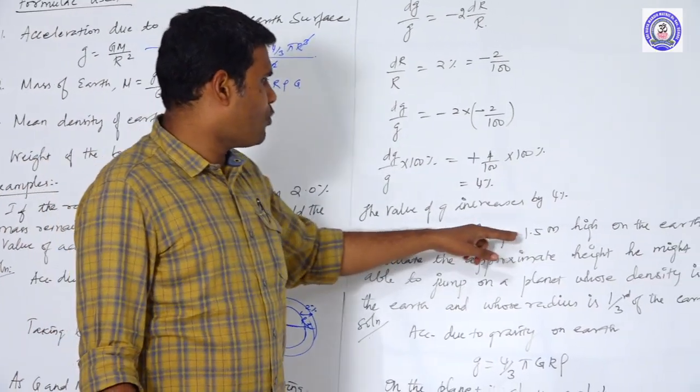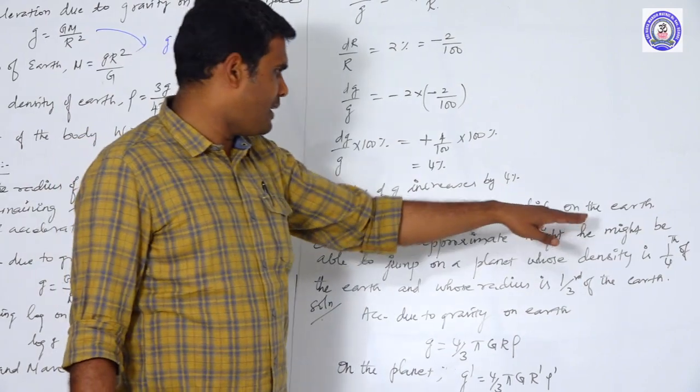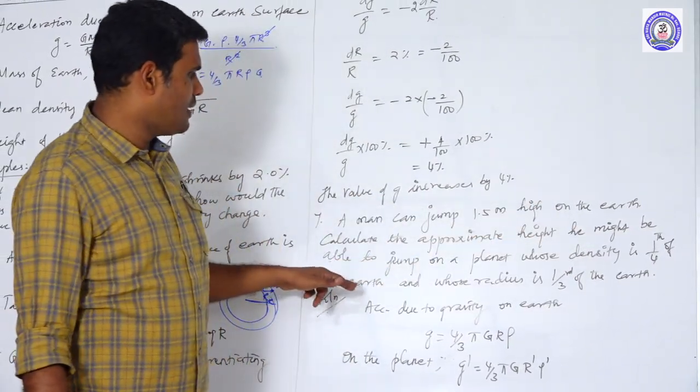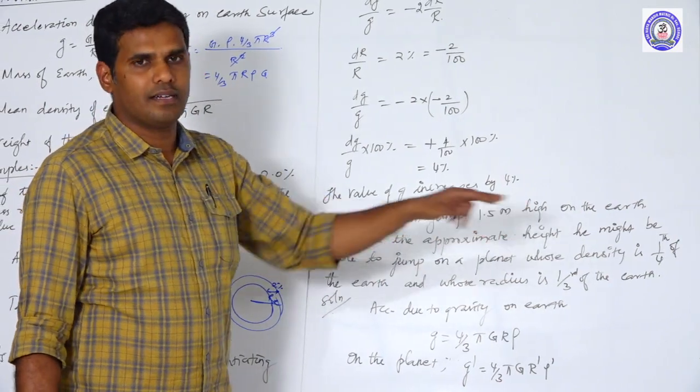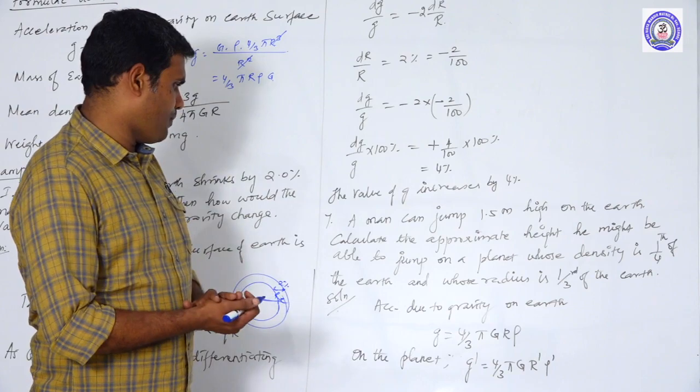A man can jump 1.5 meter high on the Earth. Calculate the approximate height he might be able to jump on a planet whose density is 1/4 of the Earth and whose radius is 1/3 of the Earth. They are comparing it with density and the radius.